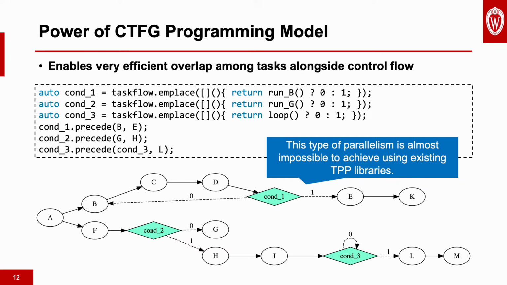This powerful feature enables very efficient overlap among tasks alongside control flow. For example, here I have a task flow graph with 3 condition tasks. Condition task number 1 and 3 implement iterative control flow, and condition task number 2 performs an if-else conditional tasking, and they can all overlap with each other. This type of parallelism is almost impossible to achieve using existing task parallel programming library.